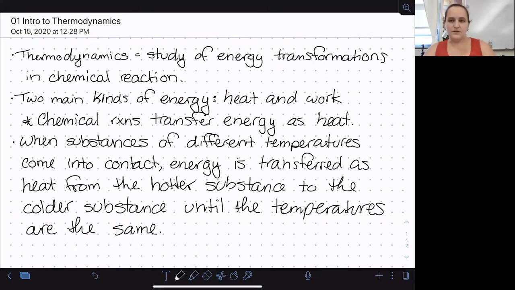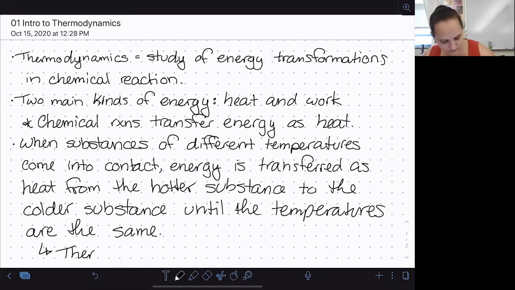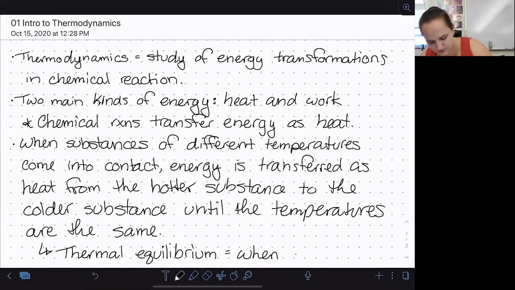And we refer to this process as reaching thermal equilibrium, that when all the temperatures are equivalent, once your hot coffee has cooled down and it's the same temperature as the surrounding air in the room, we say that it has reached thermal equilibrium. So thermal equilibrium is when all substances are the same temperature.